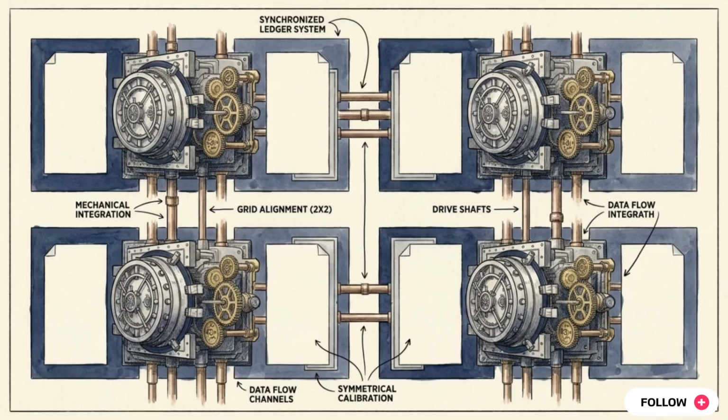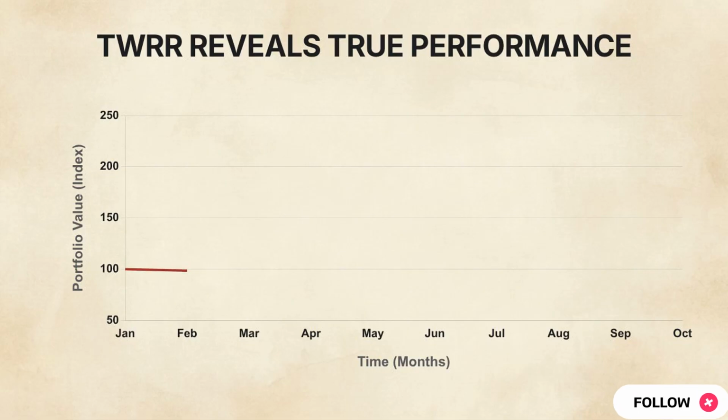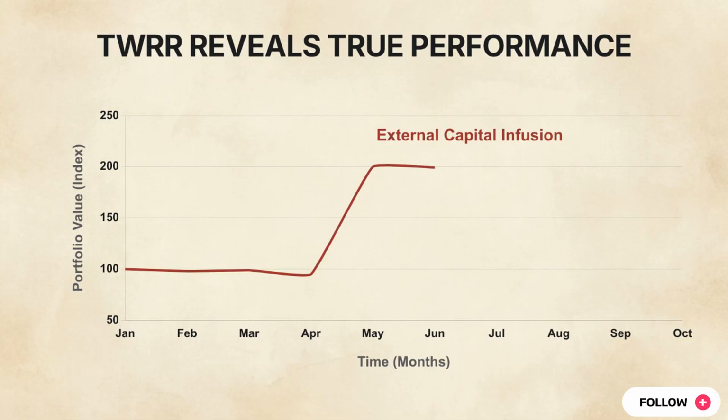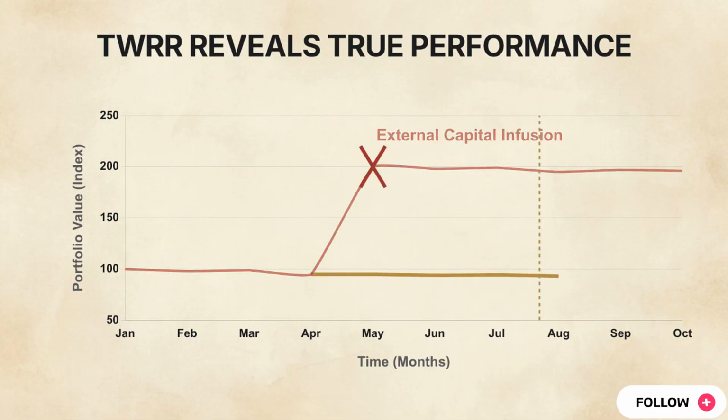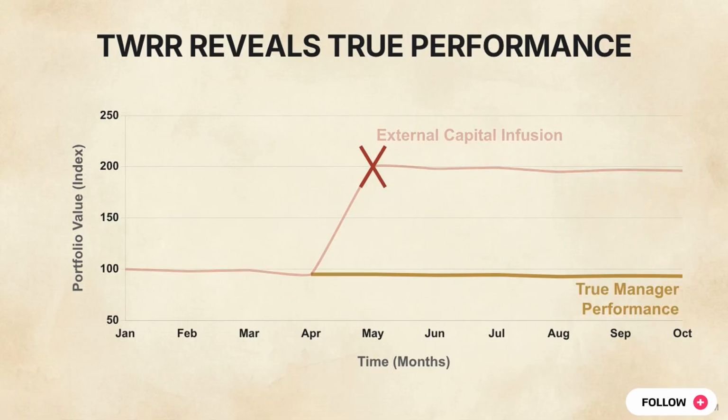Portfolio managers must formally report performance metrics to the client at least once every 3 months. Managers might manipulate data, timing cash flows perfectly to make a poor fund look highly profitable. To prevent this, SEBI mandates the time-weighted rate of return, or TWRR. It strips out external cash deposits, revealing the true performance of the manager's decisions.